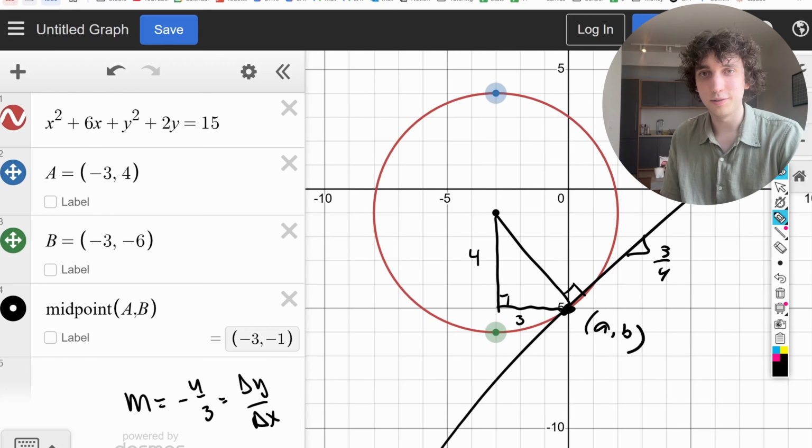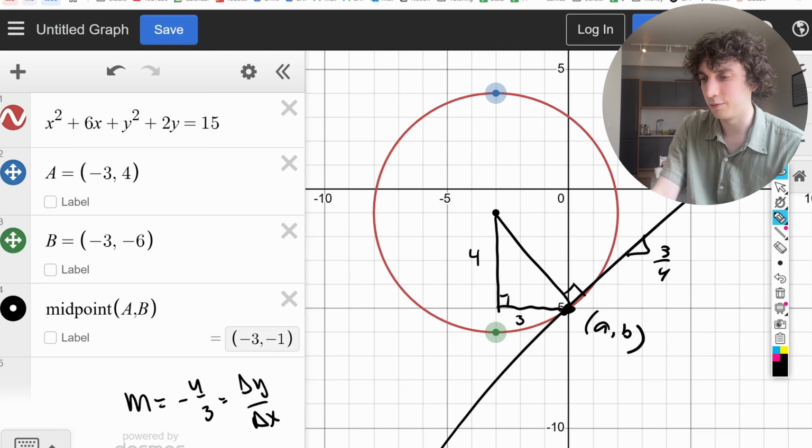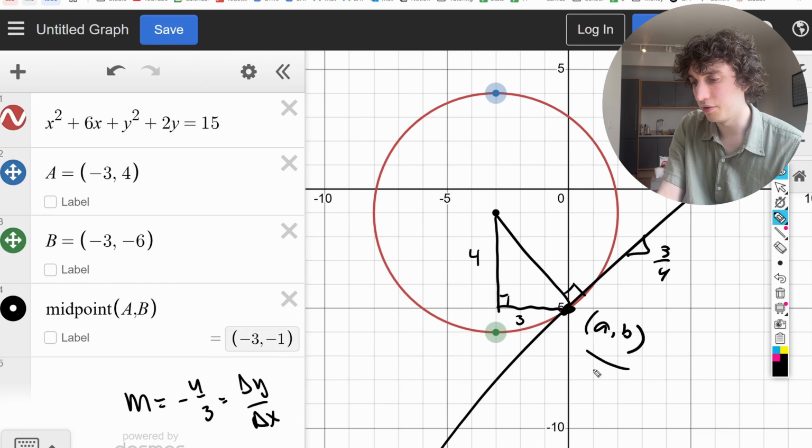If you really wanted to, you could run a regression, figure out the equation of the line, and then figure out where that line has to touch the circle. But we're not going to do all that. All we care about is the fact that when we go down 4 units and right 3 units, we perfectly reach the point A, B.